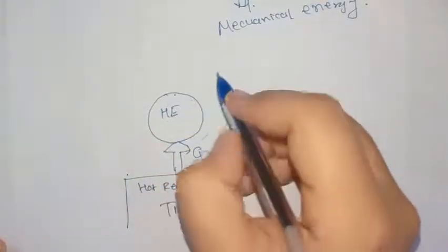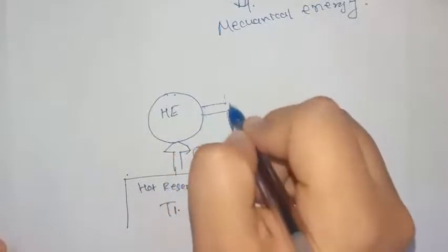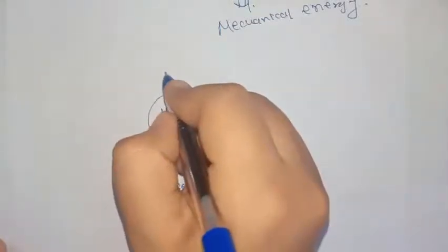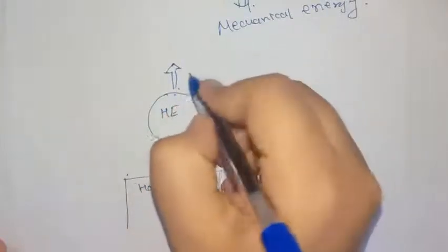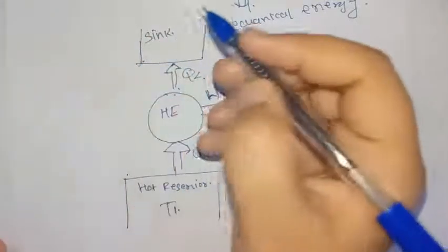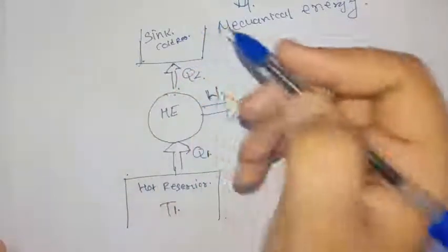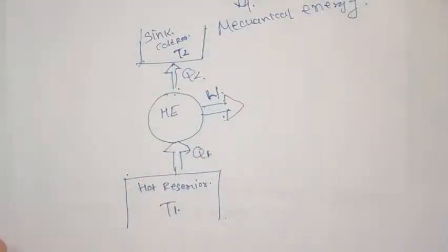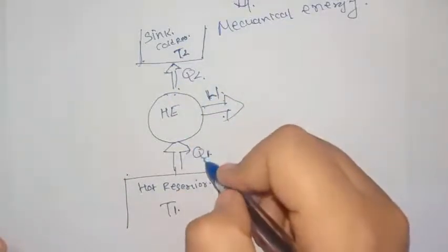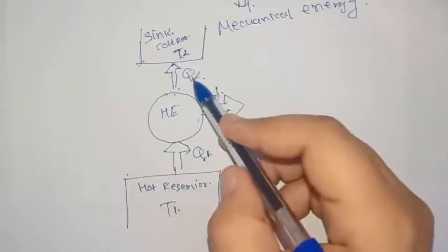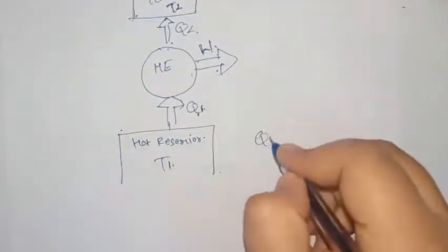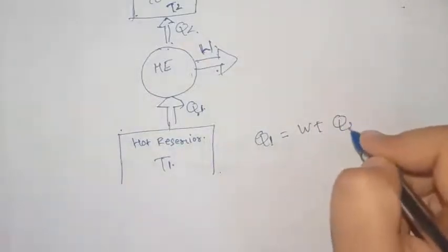Now, due to this heat energy input, this heat engine will do some work. But not all of the heat is converted into work. Some is released in the atmosphere as well. Let's say Q2 amount is released in the atmosphere. The atmosphere is called the sink. It is also called the cold reservoir. Let's say its temperature is T2. We can say this sink is the silencer of your vehicle. So we have given Q1 amount of heat from which W amount of work is done, and the remaining Q2 amount of heat is released in the atmosphere. So we can write the energy relation as Q1 is equal to W plus Q2.